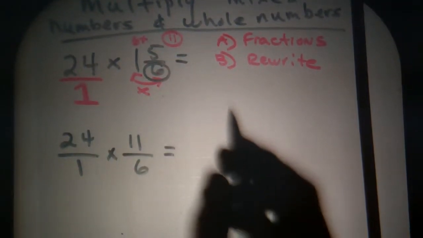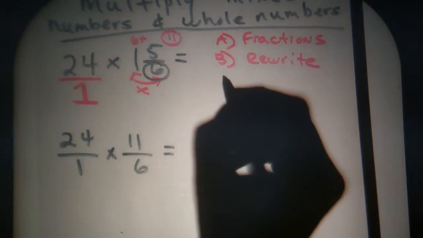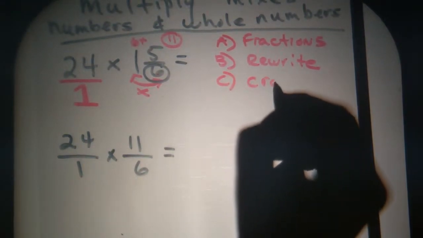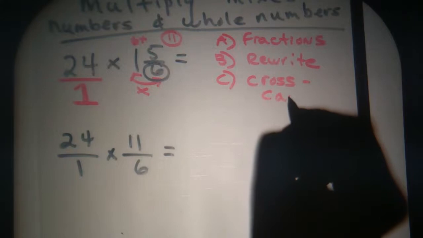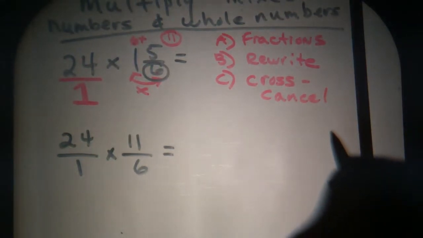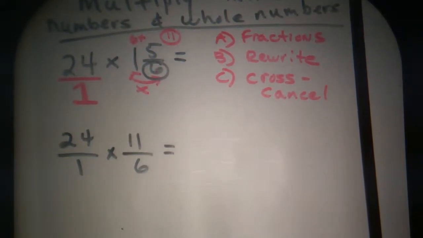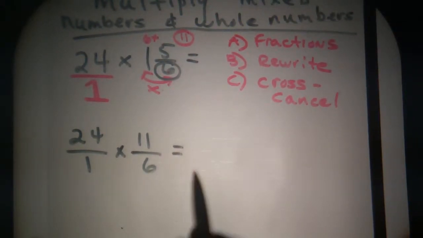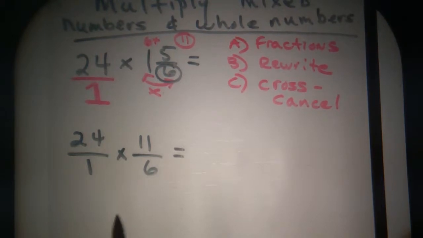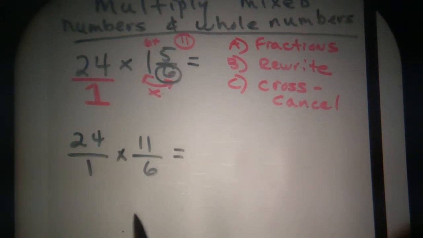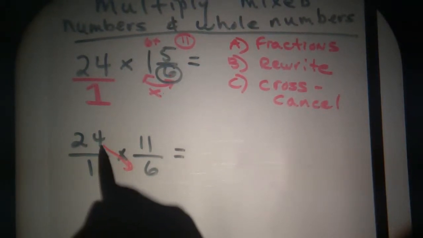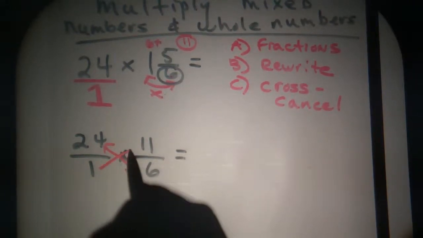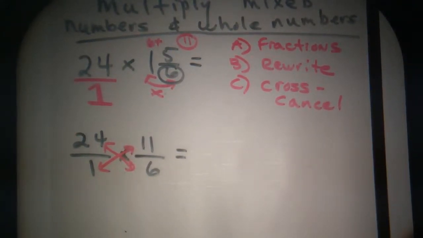At this point we need to multiply, or actually we can see first, can we cross cancel? Again, we may not always be able to cross cancel, but we need to check that first. It makes it easier than having to reduce it at the end. But if we forget this option, we can just reduce our fraction at the end. I'm going to look, does 24 and 6 have a relationship? Do 1 and 11 have a relationship?